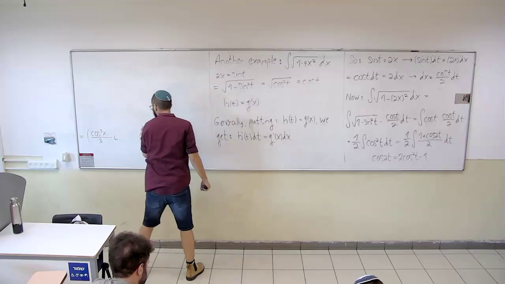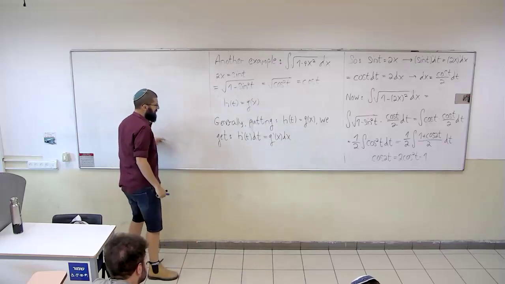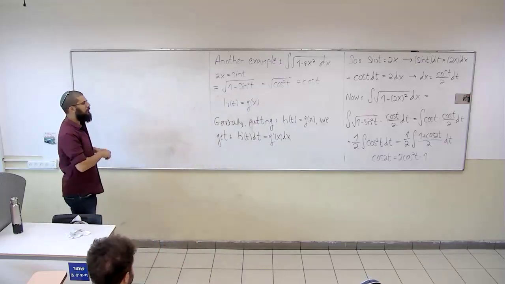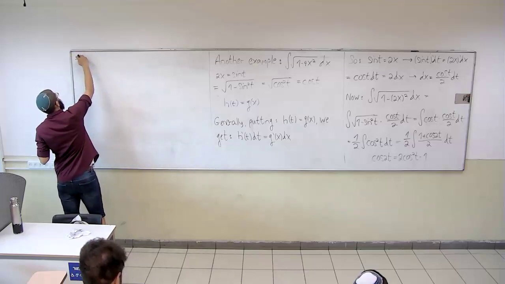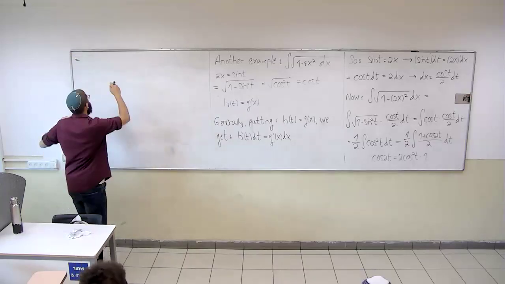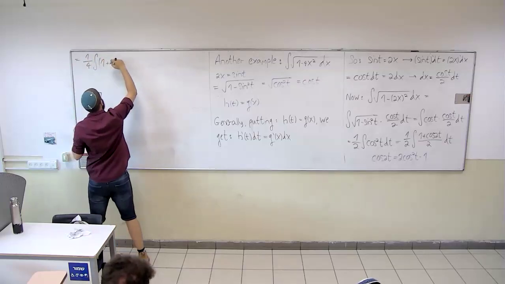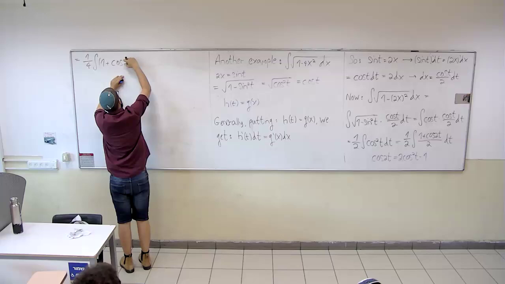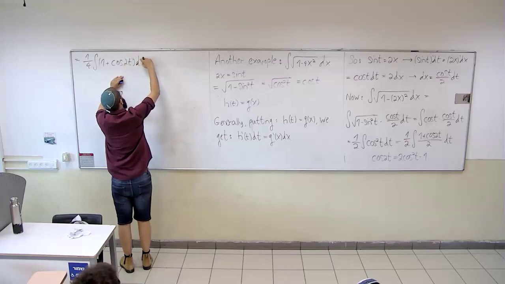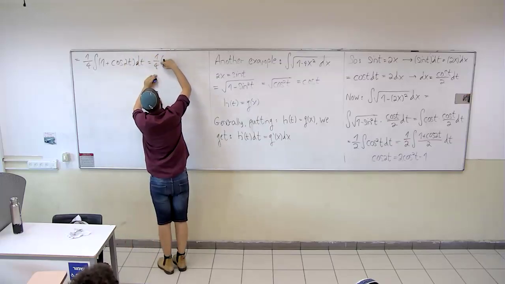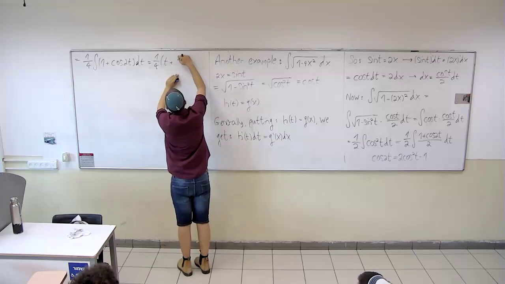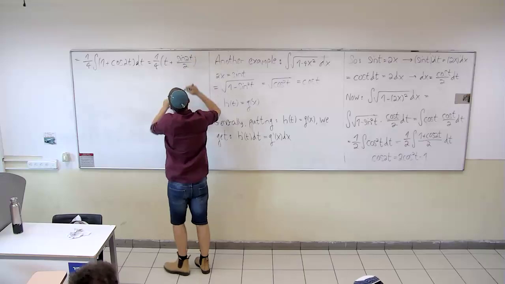Don't forget the 2 in the denominator, because it's the inner derivative. This is t. This is sinus 2t above 2.